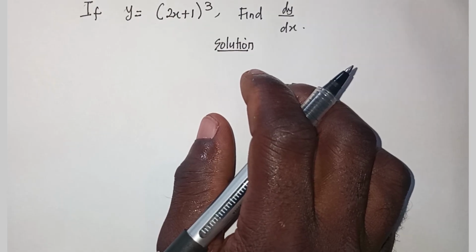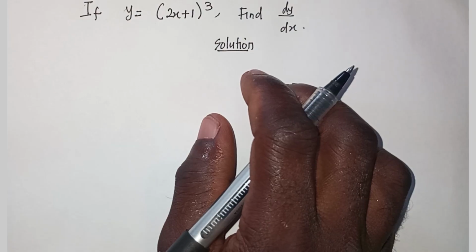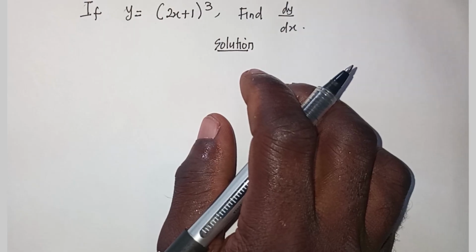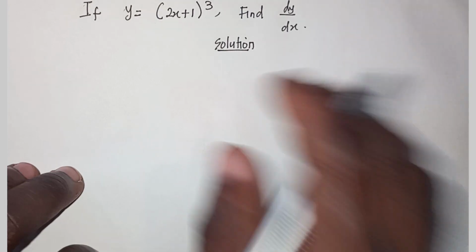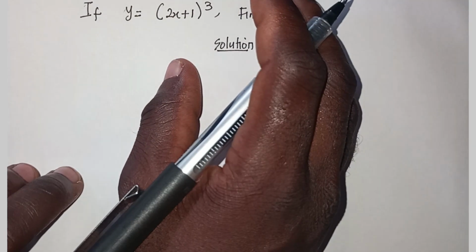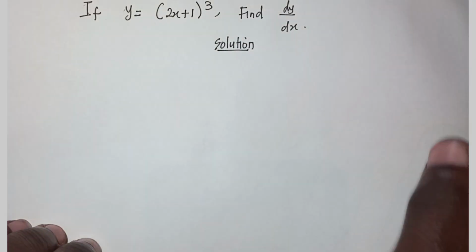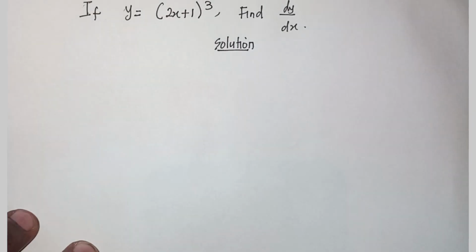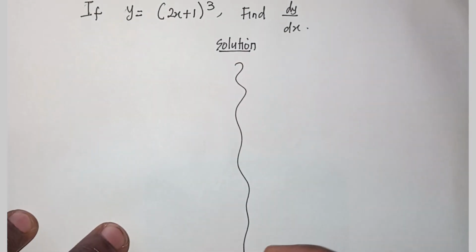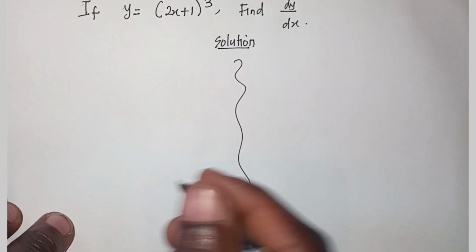Whenever we have a question like this in this format, and you are having the power to be maybe 5, 10 and so on, and we are asked to differentiate, chain rule says that you follow this principle. For this question, I'll be solving it using two approaches. I'll be solving using the normal chain rule, and I'll be solving using the shortcut to that answer.